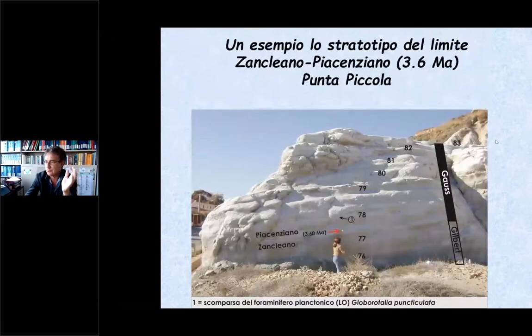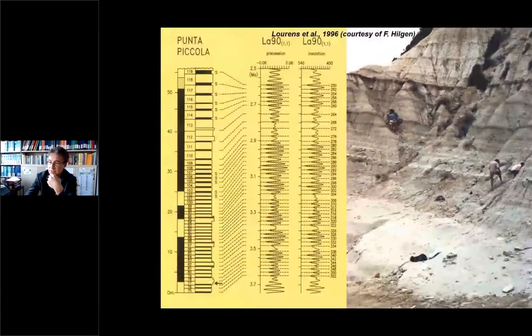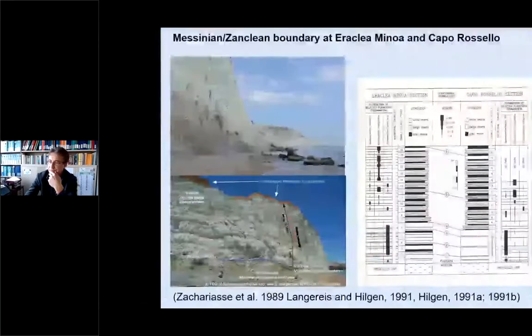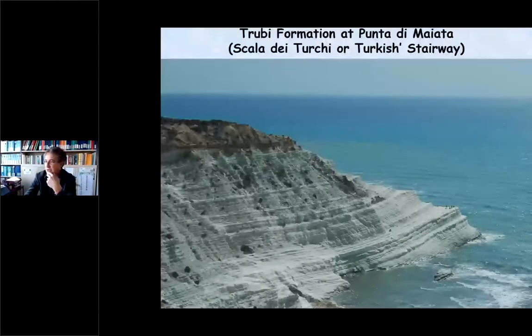Hilgen continued the numbering by using the Punta Piccola section. These are the ancient pictures of the Utrecht team. And if you can see this picture, sorry.